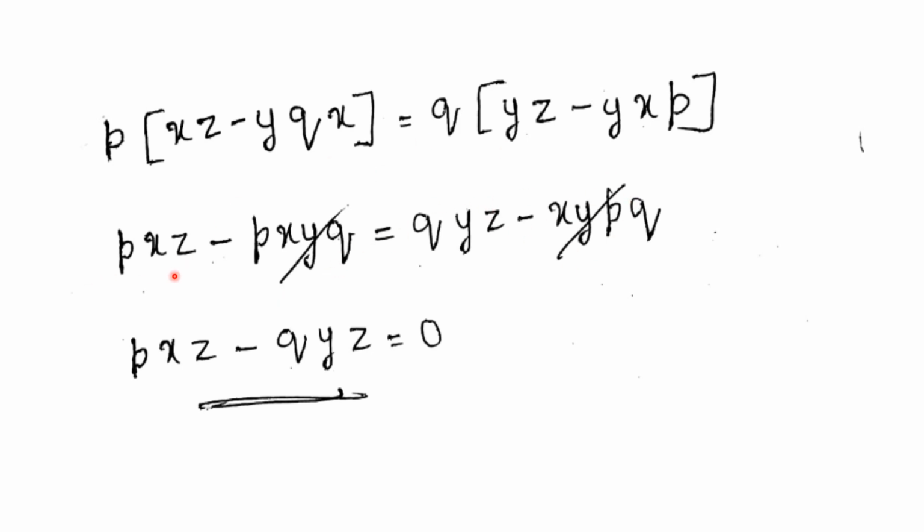So you get pxz minus pyqz equal to qyz. Bring this qyz to the left hand side. So you get pxz minus qyz. If you want, you can take z as a common term. So that is equal to 0. So that is my final answer.